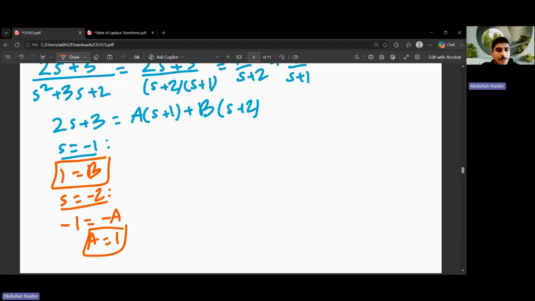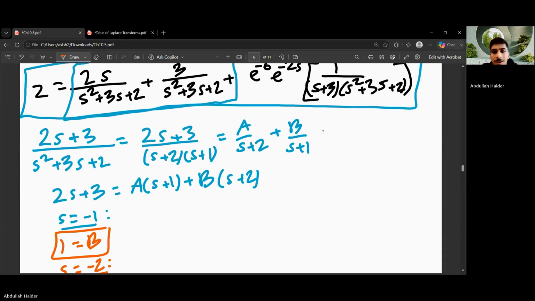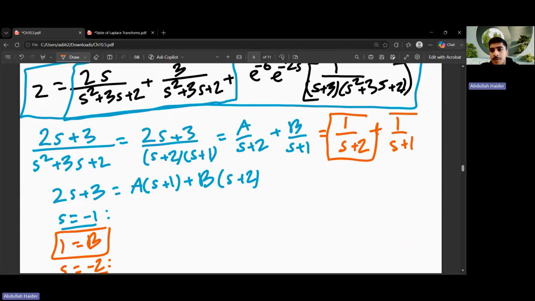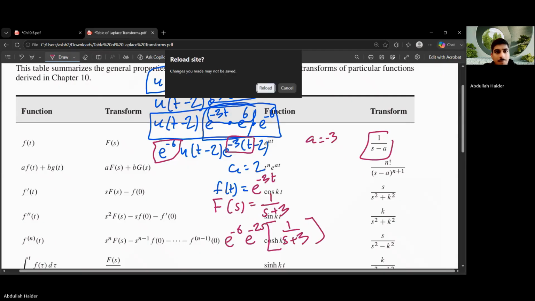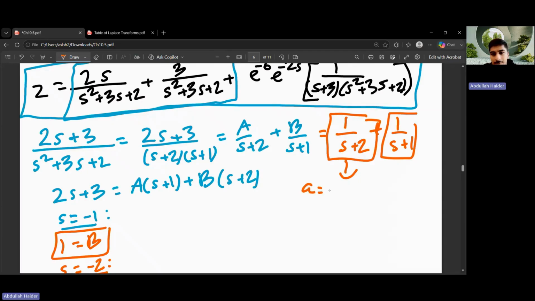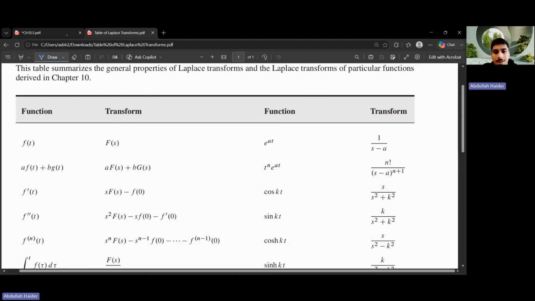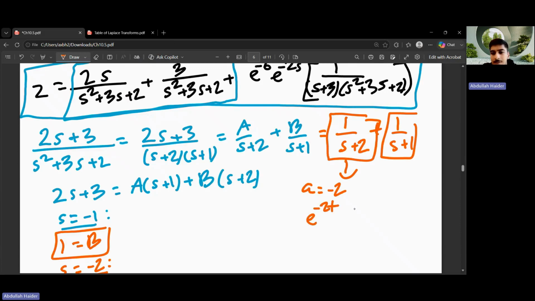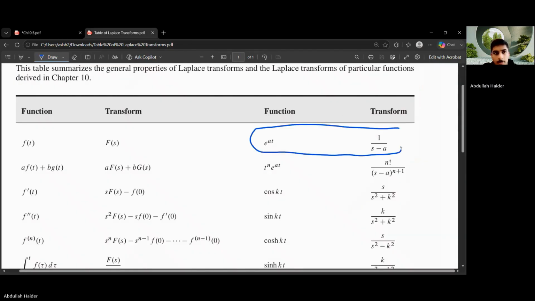Interesting. Yeah, it's correct. So you have 1 over s plus 2 plus 1 over s plus 1. You can take now the inverse of this, so the inverse of 1 over s plus 2 means that your a is minus 2, and you'll be using this one. So this will give you e power minus 2t, plus now this a is equal to 1, a is equal to minus 1. So e power minus t based on this one. Okay.